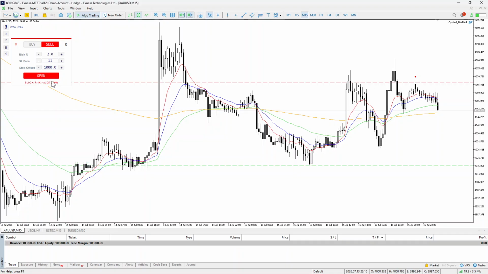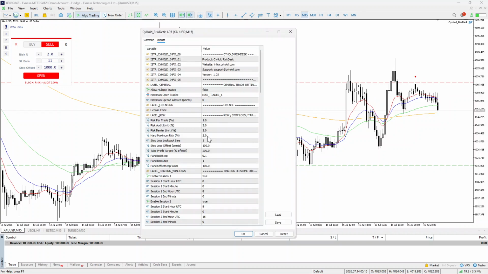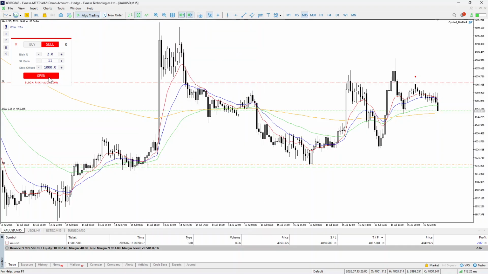2%, 2%, you see, you have the base risk, risk audit. If it is above the risk audit, it will lock and will not open above it. But if it's the same, it will open. Okay? So as you can see, I opened the trade, 2% risk. The projection is put here, you see, and now the trade is opened. So first trade opened.